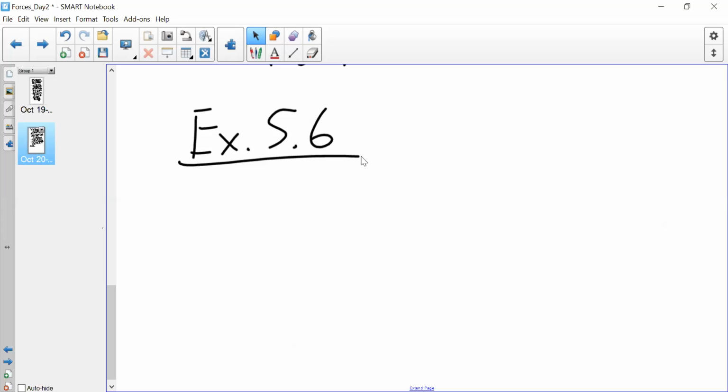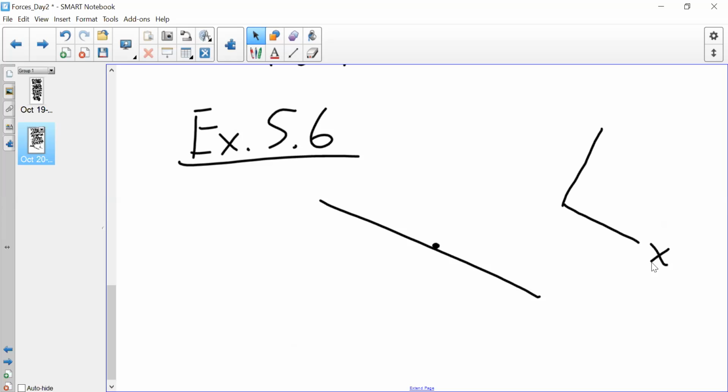So example 5.6, and so we have this ramp situation. This is good because now we're going to change our perspective a little bit. So we treat the car as a particle and label all the forces acting on that system, the particle here, the car. So the surface is now at a slant, so our perspective is going to be slanted.